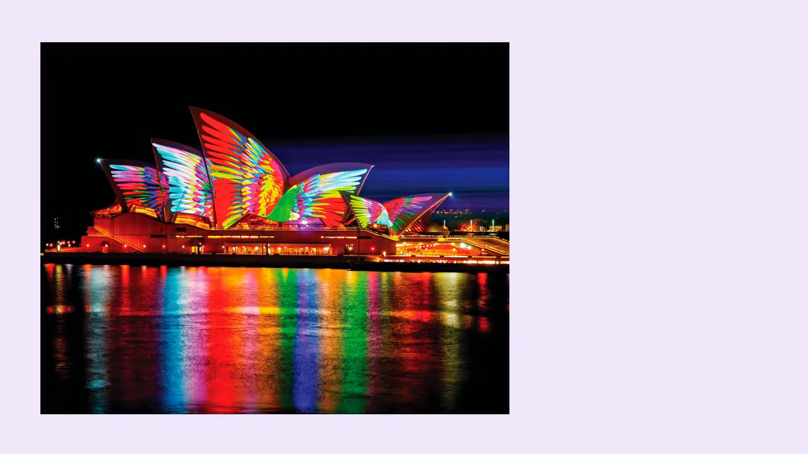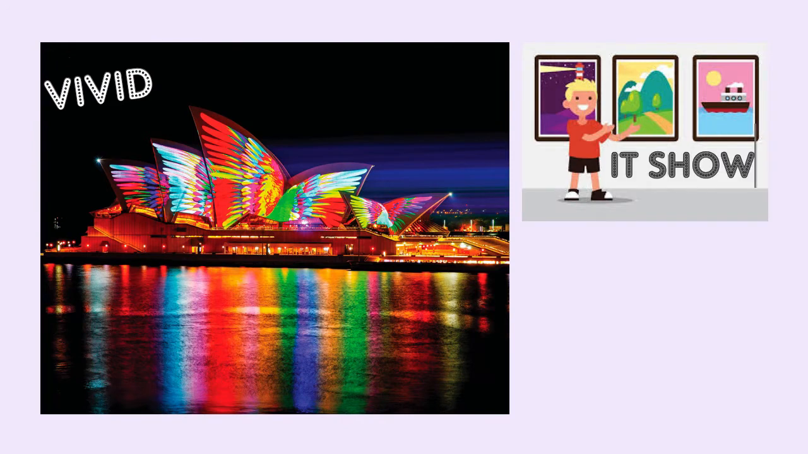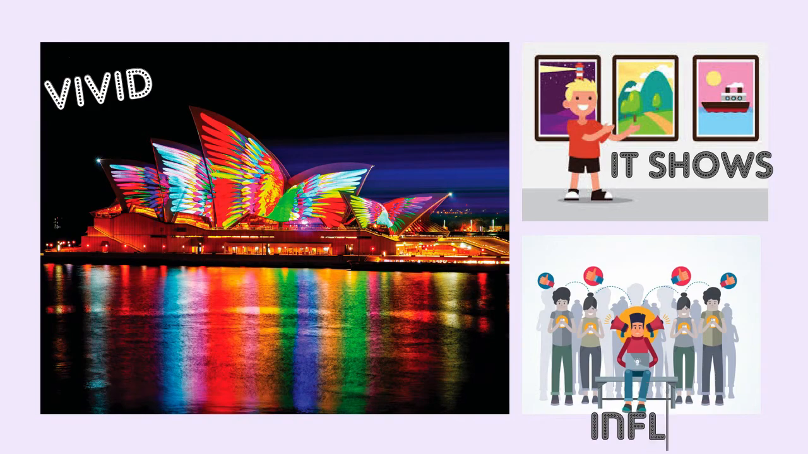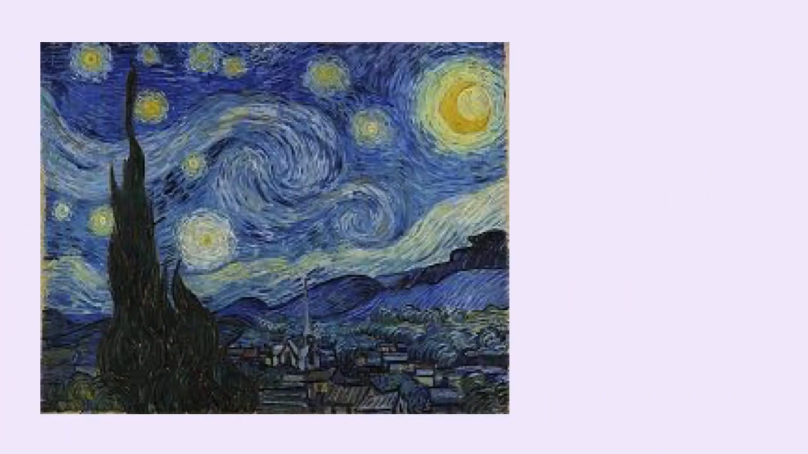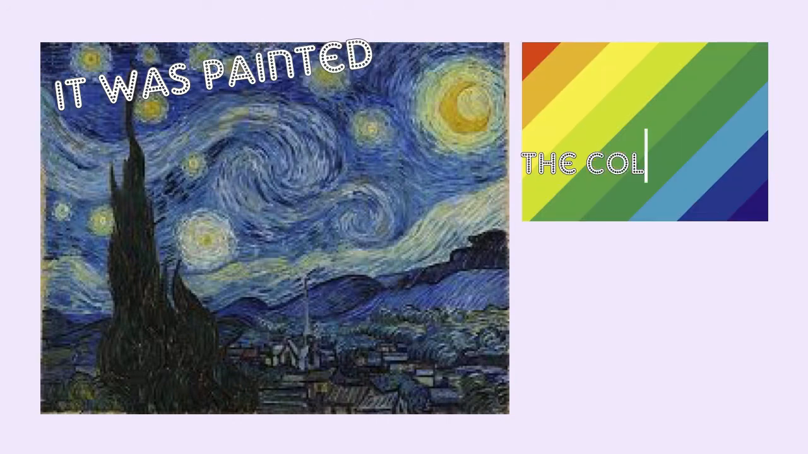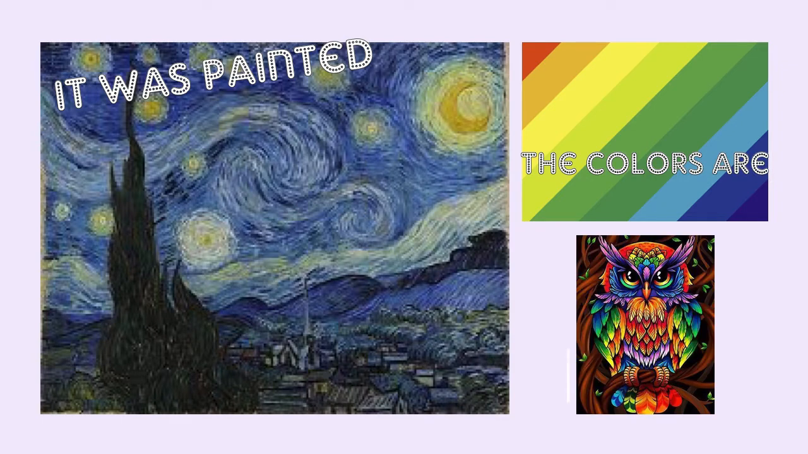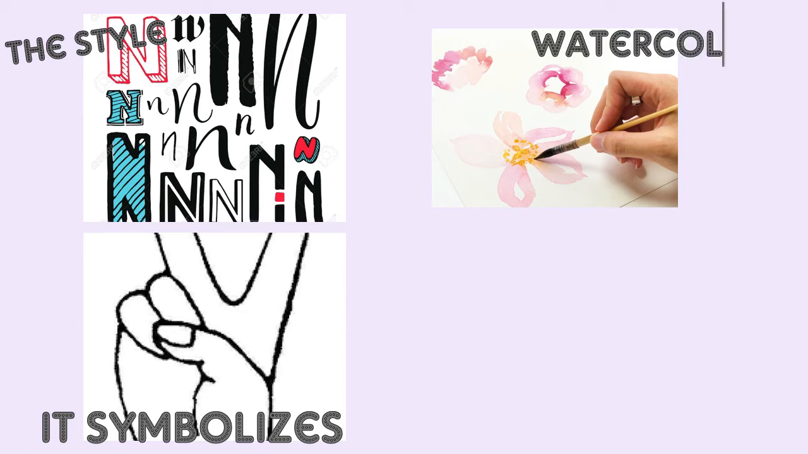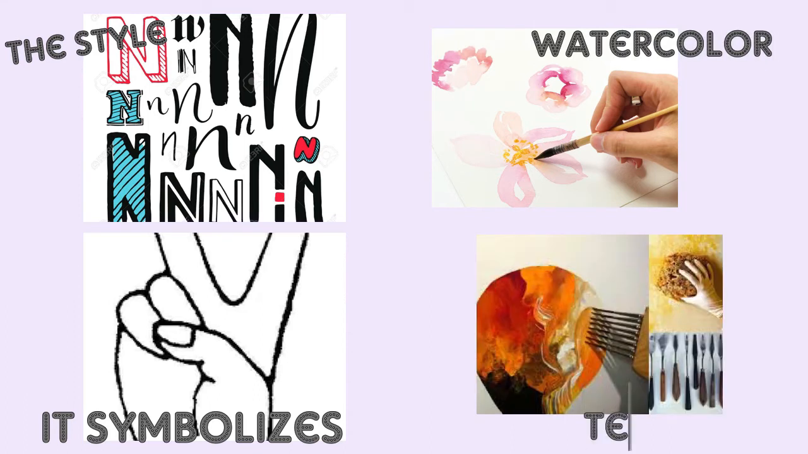Now, let's have a look at some examples of the words. The first one, vivid. Number 2, it shows. Number 3, influence. Number 4, it was painted. Number 5, the colors are. Number 6, colorful. Number 7, the style. Number 8, it symbolizes. Number 9, watercolor. And number 10, technique.